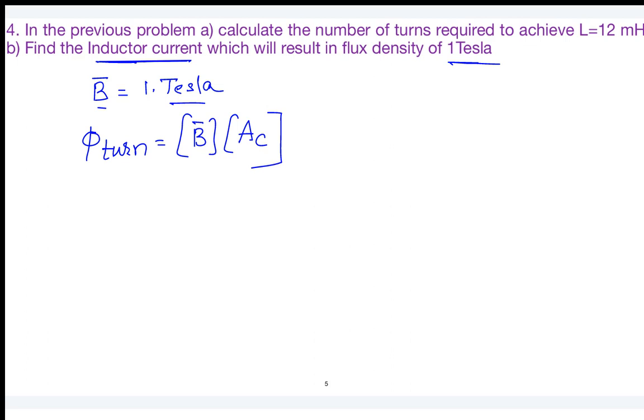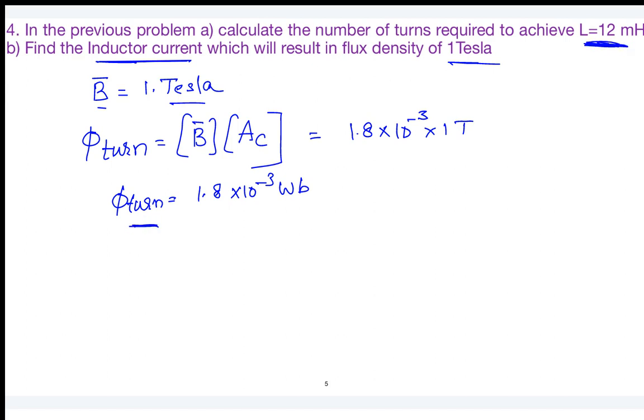In the previous case, I gave the area of the core as 1.8 into 10 power minus 3, and the flux density is 1 Tesla. So what is the flux per each turn? It is 1.8 into 10 power minus 3 Webers. And since you know the value of the inductance here, and you know the flux per each turn, you can calculate the current. Why? Because the total flux you can calculate like this.